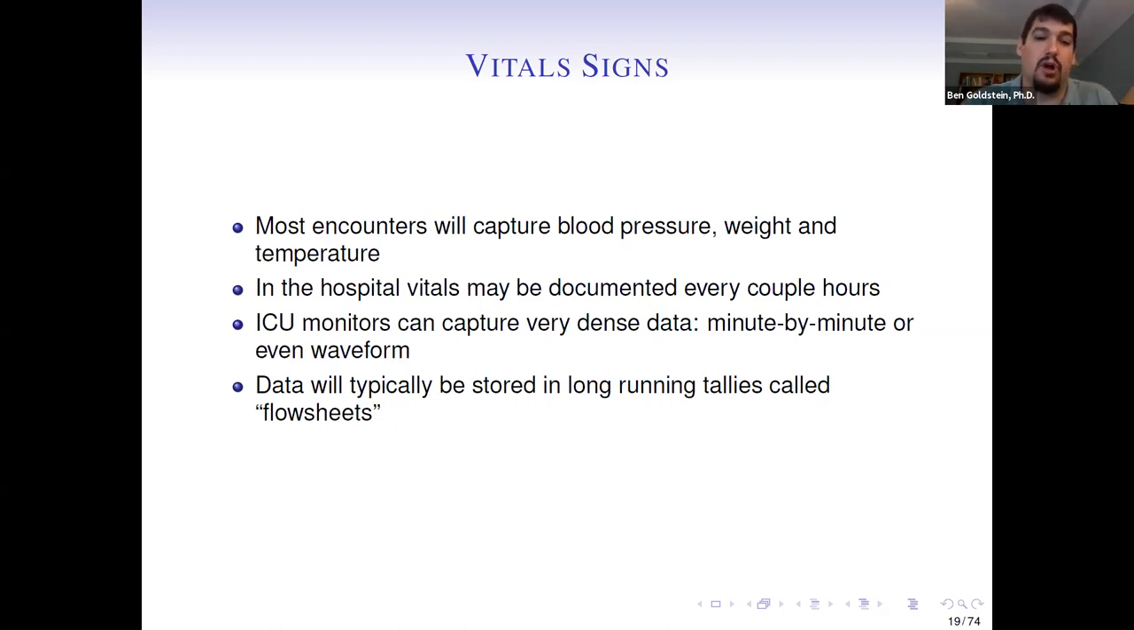The data themselves will often be stored in what are long running tallies called flow sheets, which are a very general data structure that's efficient for capturing things as they occur, but they make life challenging as a researcher. I was talking to a colleague yesterday who had to deal with flow sheet data, and we were walking through the challenges of these. They are not organized with the researcher in mind. They're organized with the mindset of how do we efficiently, as quickly as possible, store a running tally of what your blood pressure is every minute.